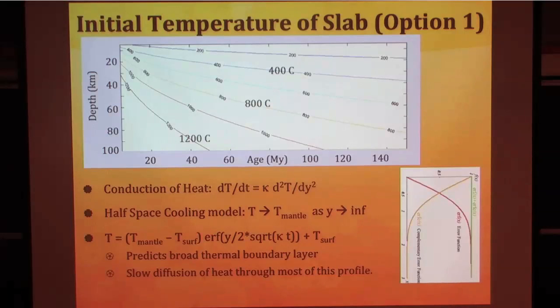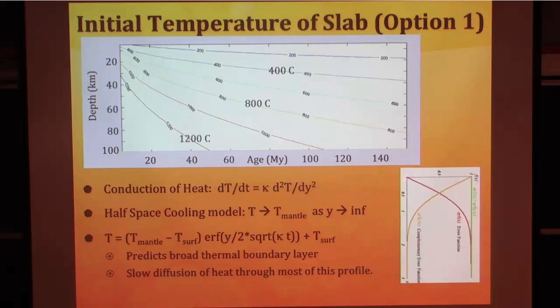If you haven't worked with error functions, hold on a second, I've turned this sideways. So this is an error function in red, an error function as a function of x. So x would be everything inside of this, y over 2 square root of kappa t.